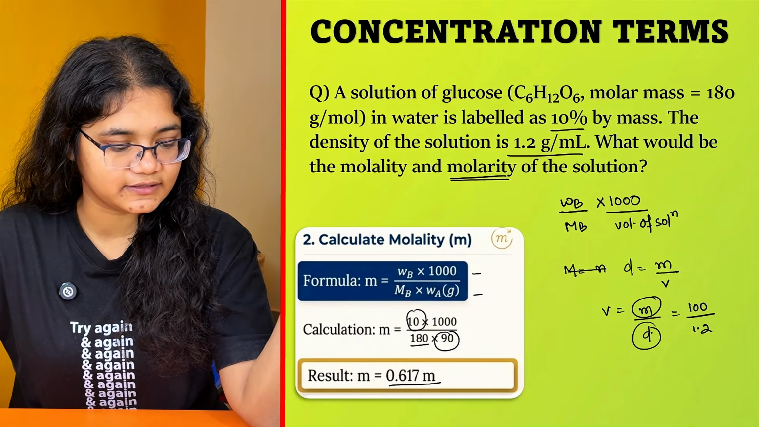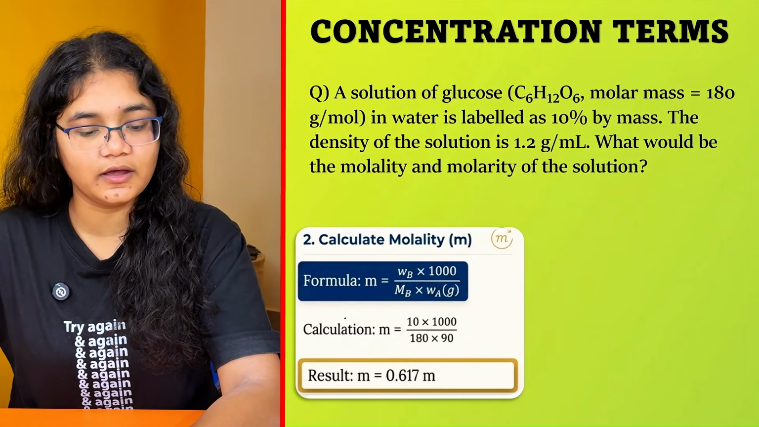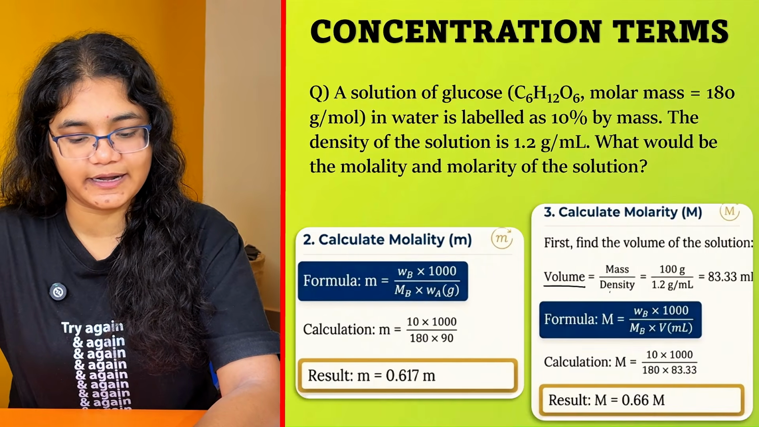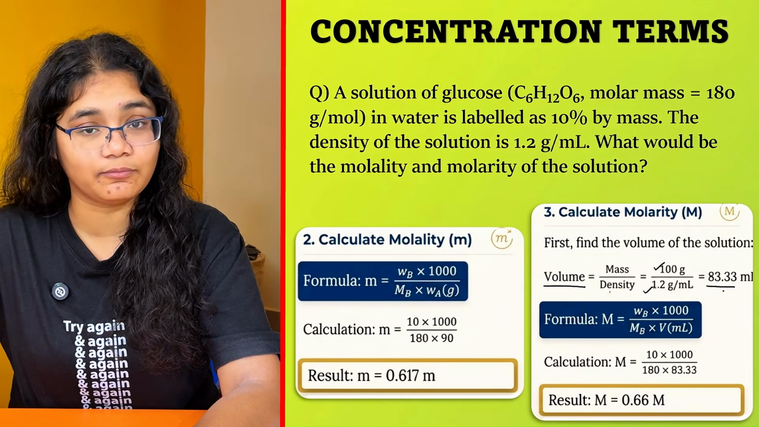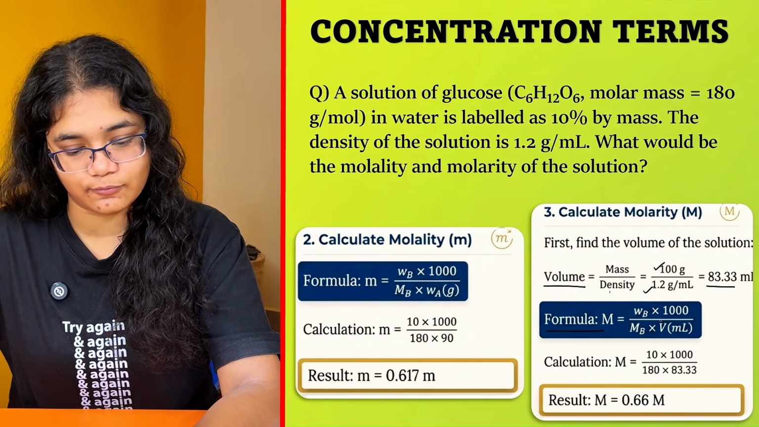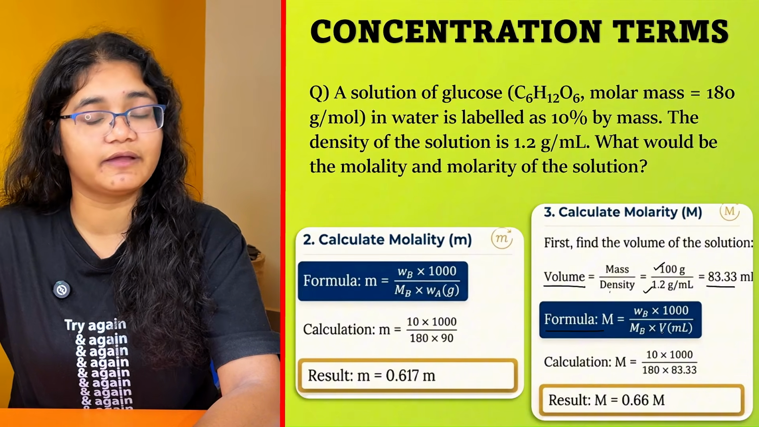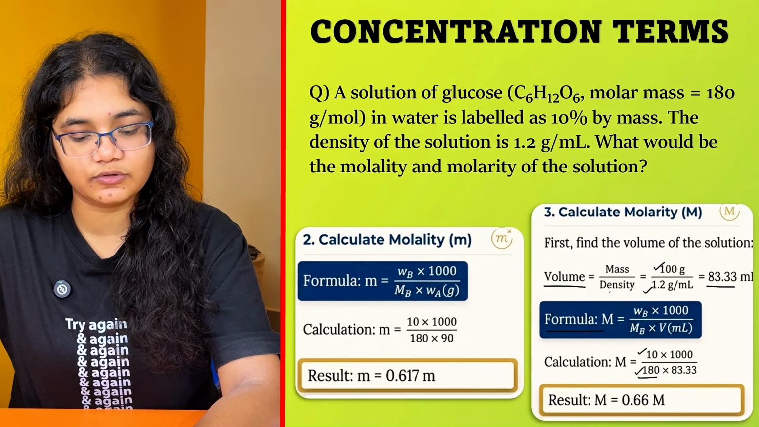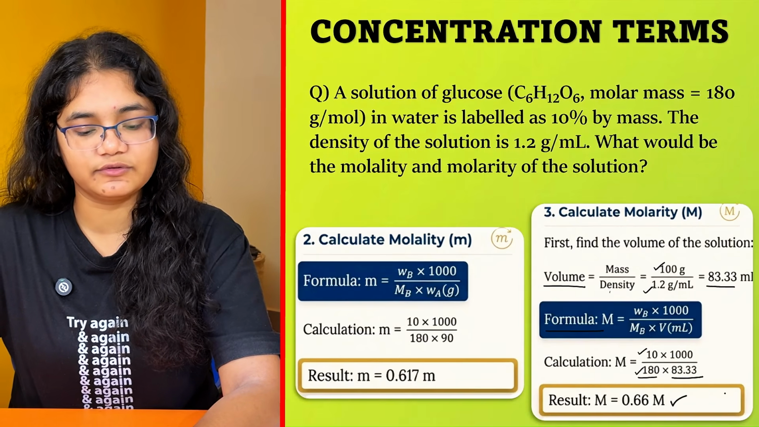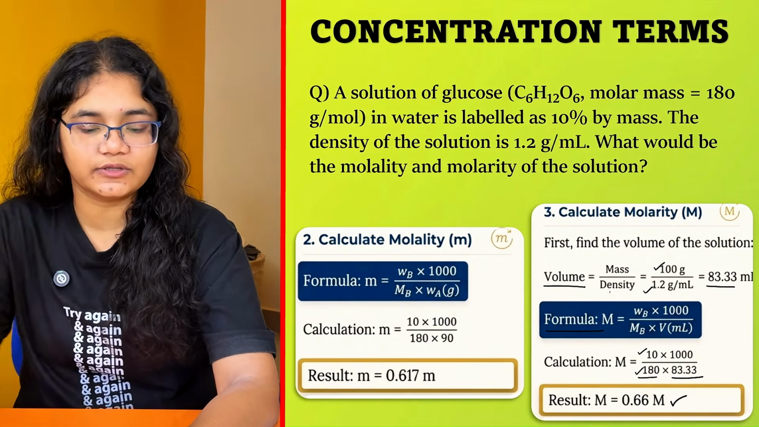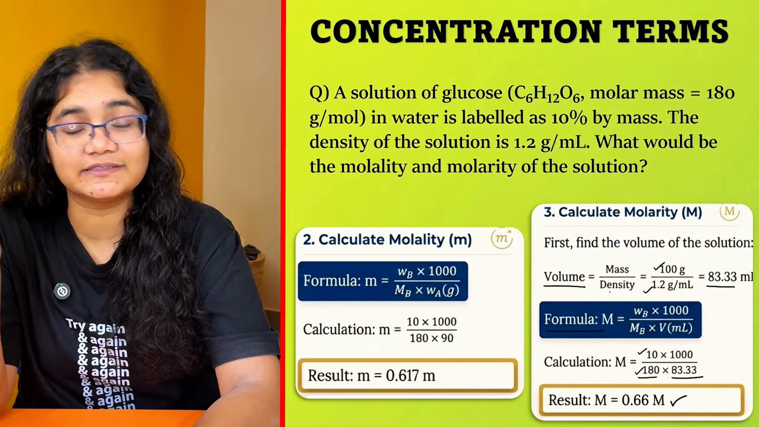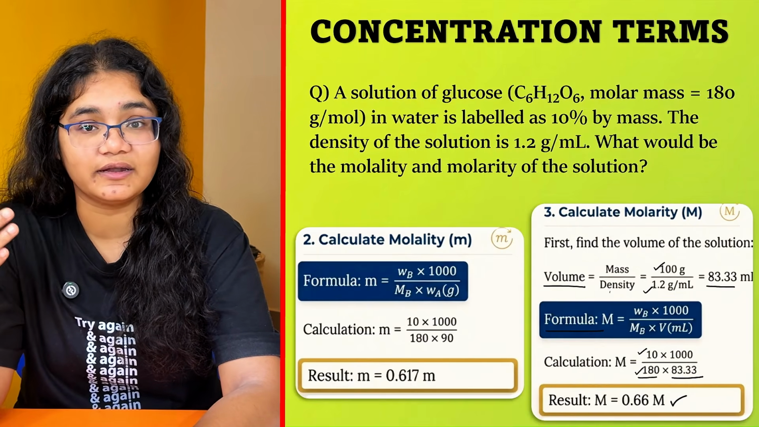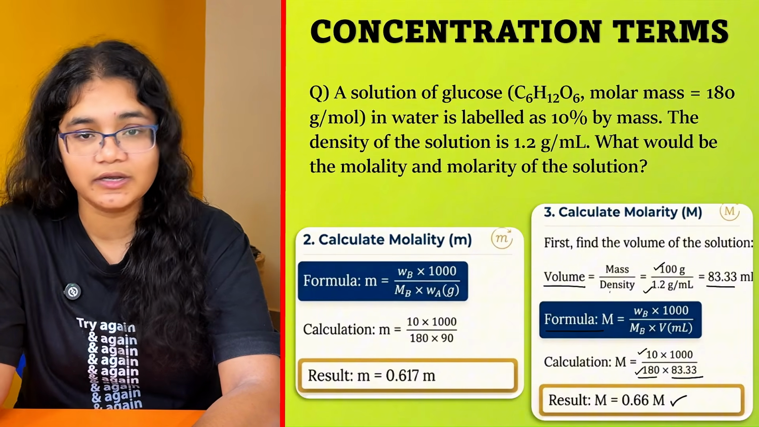Okay, so now let us solve this and calculate the molarity. First we'll calculate volume, that is mass by density. So 100 by 1.2, which is 83.33. After that you'll use the molarity formula, WB by MB into 1000 by volume. So WB is 10 and molar mass is 180, into 1000 by 83.33, which will give you 0.66 molar. If you don't know the meaning of 10% by mass, then you will not be able to solve this question. So it is very, very important to understand the practical meaning of the concentration terms.